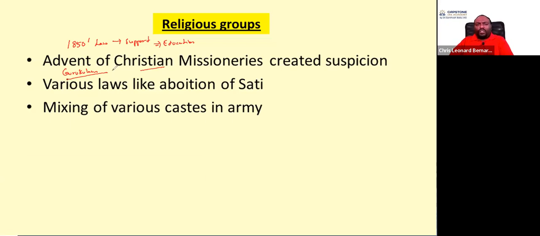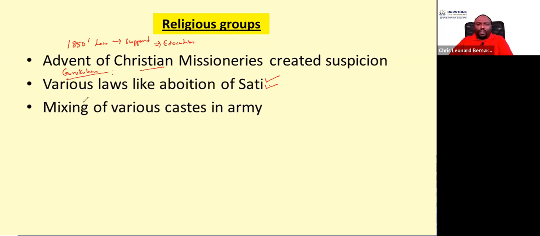And moreover, the British administration started meddling with Indian traditions. The abolition of sati, abolition of child marriage, and all these social legislations created disharmony. So this meddling with religious affairs also brought the religious groups into conflict with the British.